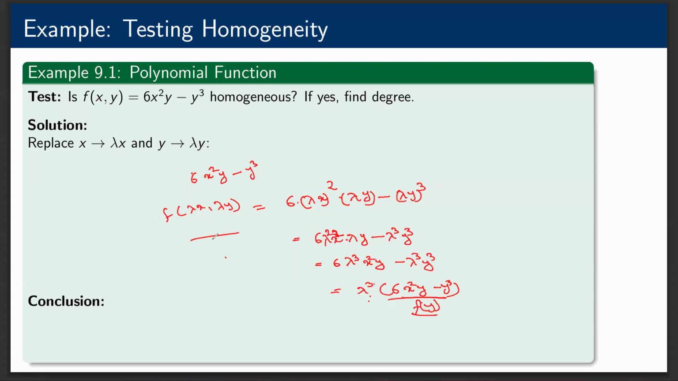So where I put the lambda was inside the function, here my lambda is outside the function. I can factor out the lambda from the function, so it is a homogeneous function. Now what is the degree? What is the power of this lambda? It is 3, so the degree is equal to 3. It says that if both x and y are increased by 2 times, then my result, that f of x, y, let it be z.